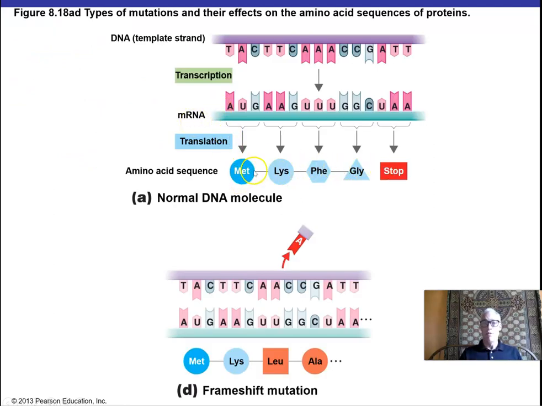So here's our original sequence: methionine, lysine, phenylalanine, and glycine, and then a stop codon. And now we're going to lose an adenine right here. You see there are 3 adenines right here that called for a phenylalanine. We're going to lose one of those. And so now the codon reads adenine, adenine, cytosine, and that codon calls for a leucine, and then an alanine. So everything got shifted one base, so none of the codons are going to read correctly after that. That's called a frame shift mutation.